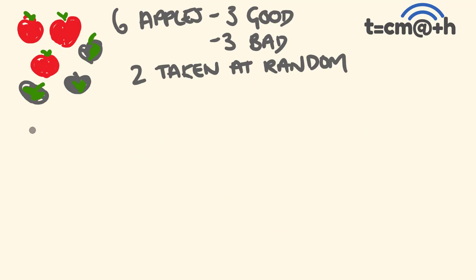Tell you what, we'll do one more. Okay, in this example, what we're going to have a look at is a scenario where we have 6 apples with 3 of them good and 3 of them bad.